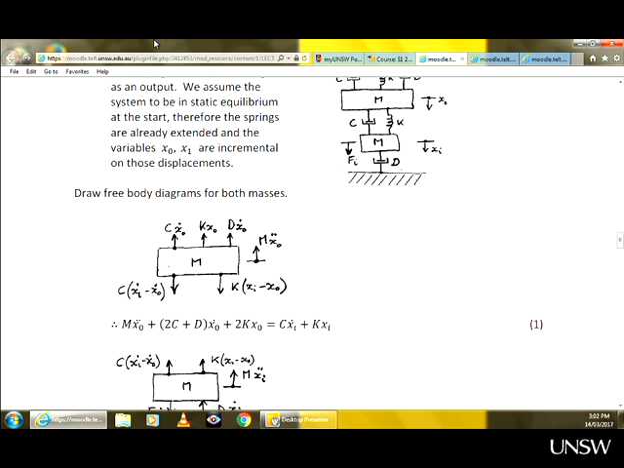Apart from that, I didn't study 2300, I studied under a different course. The formula is m x double dot plus c x dot. So it is a free body diagram, and you just need to see what components are generating these forces. Is it a spring? Is it a damper?